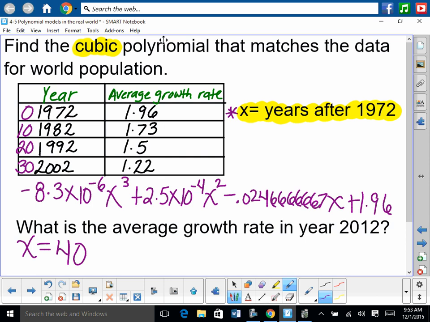So you put 40 into x. You'll type it into your calculator: negative 8.3 times 10 raised to the negative 6, then parentheses times 40 cubed. Yikes, this is not fun to type in. You don't put in x squared, we're plugging in, right? Yeah, so 40 cubed.